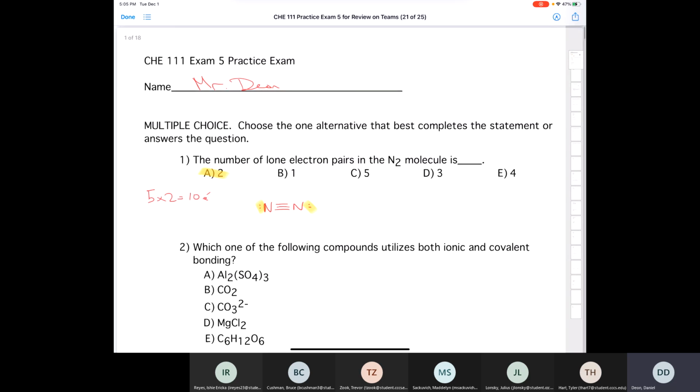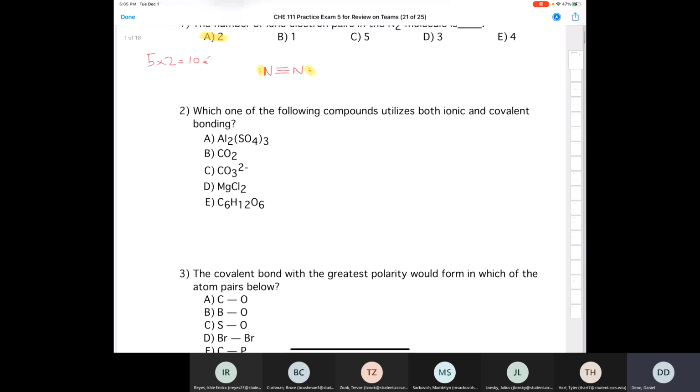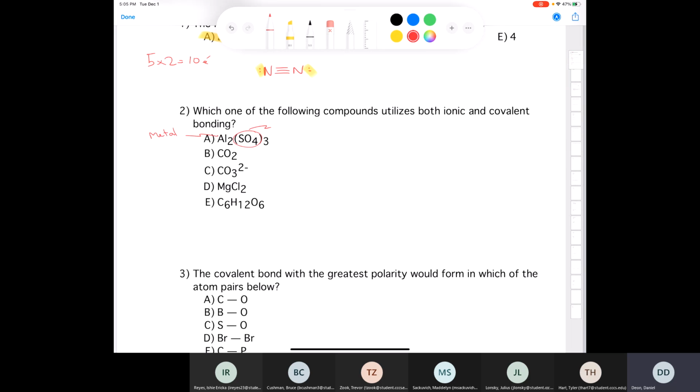Next question: which one of the following compounds uses both ionic and covalent bonding? Well, the first one is aluminum sulfate. And if we think about aluminum sulfate, aluminum is a metal, isn't it? It's a metal. And the sulfate anion is completely made of nonmetals, right? Both sulfur and oxygen are nonmetals.